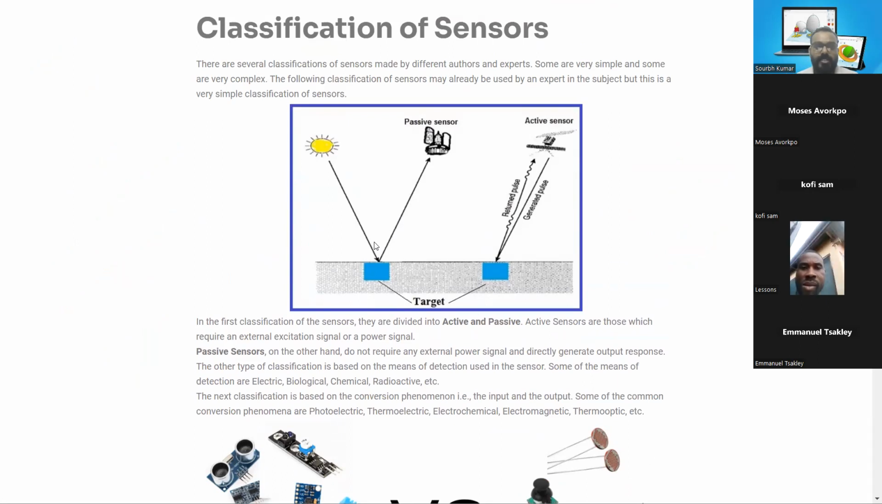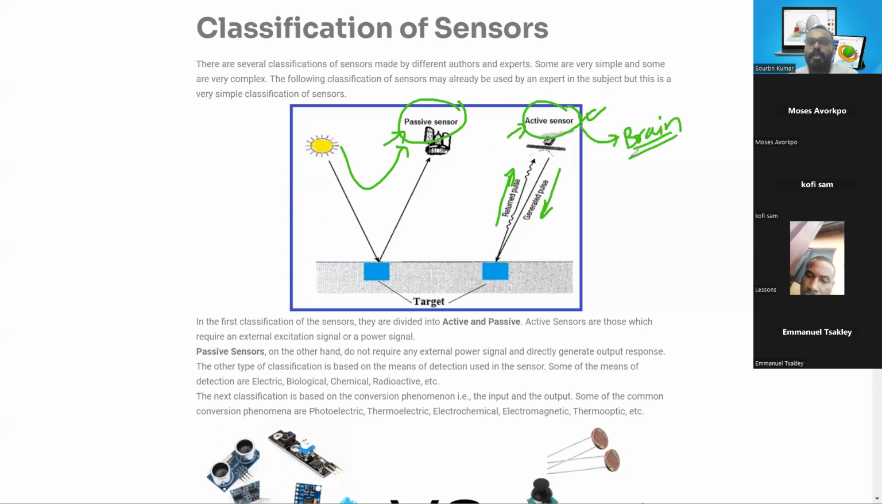If we talk in terms of sensor classification, we have two types of sensors: the passive sensor and the active sensor. A passive sensor depends on other radiation to work, and an active sensor can generate its own radiation and take that radiation back by reflection from any obstacle present in front of it. Further, the active sensor informs the brain of the robot that something is present in front of the sensor, so it should take the decision accordingly.